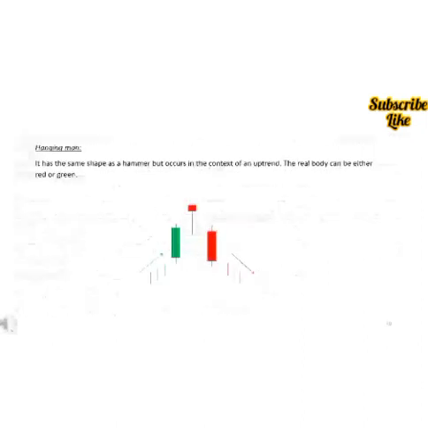Hanging man. It has the same shape as a hammer, but occurs in the context of an uptrend. The real body can be either red or green. The hanging man candlestick formation, as one could predict from the name, is viewed as a bearish sign. This pattern occurs mainly at the top of uptrends and can act as a warning of a potential reversal downward. It is important to emphasize that the hanging man pattern is a warning of potential price change, not a signal in and of itself to go short.